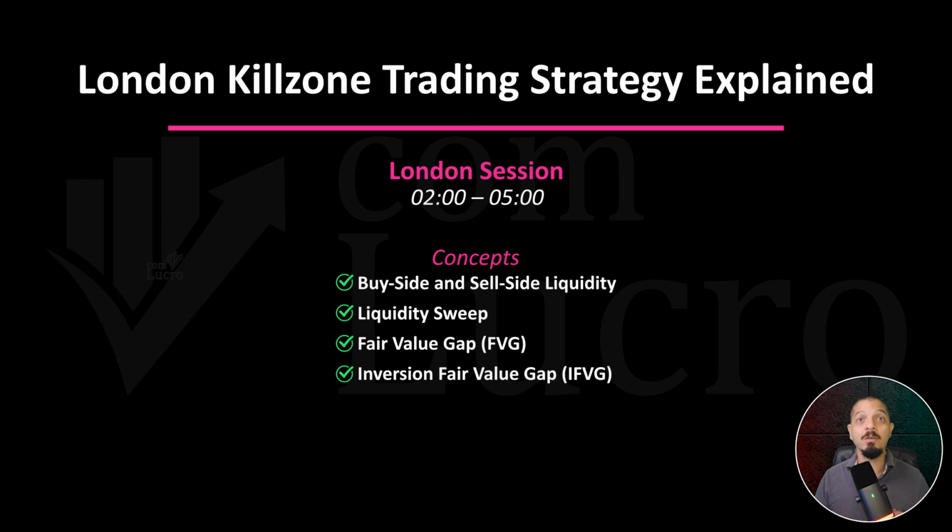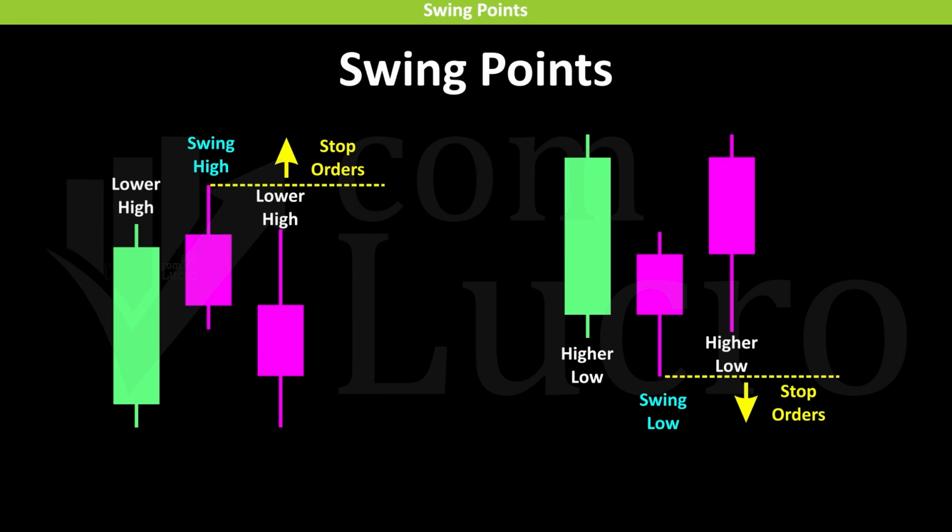The London kill zone trading strategy combines several key concepts, including buy-side and sell-side liquidity, liquidity grabs, fair value gaps, and inversion fair value gaps. So before we go further, let's briefly review the foundation behind all of this. To understand where liquidity actually forms, we first need to understand how swing points are created on the chart. Swing points are defined as either swing highs or swing lows.